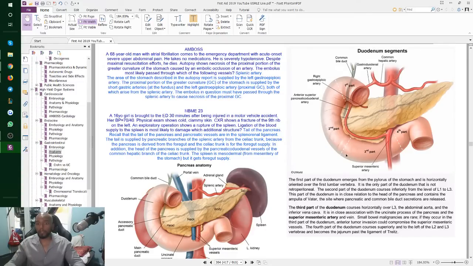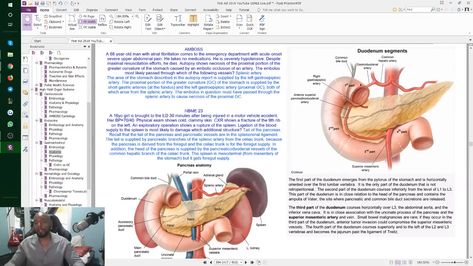And remember that only the second to the fourth were retroperitoneal. So they tell you here the first part of the duodenum emerges from the pylorus of the stomach and is horizontally oriented over the first lumbar vertebra. It is the only part of the duodenum that is not retroperitoneal. The second part of the duodenum courses inferiorly from the level of L1 to L3. See, it's coming downwards. And this second part is the one that has the close relation to the head of the pancreas and contains the ampulla of Vater, the site where pancreatic and common bile duct secretions are released.